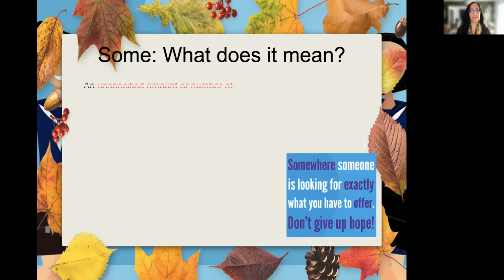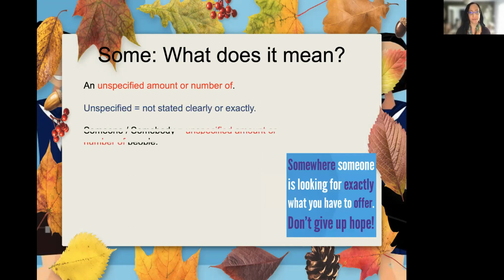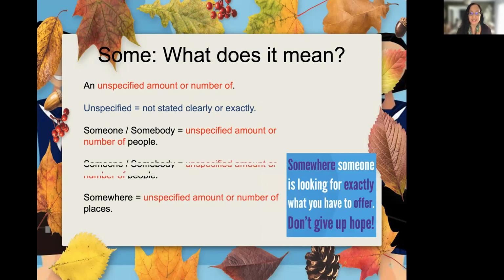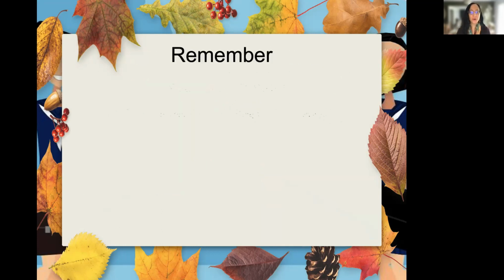Now, some, it's an unspecified amount or number. Unspecified, you know, is not clearly stated. So someone or somebody is an unspecified amount or number of people. Somewhere is those unspecified amounts or places. And someone, somebody, which you know.